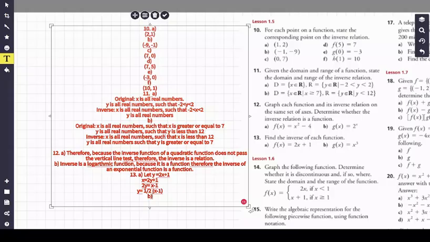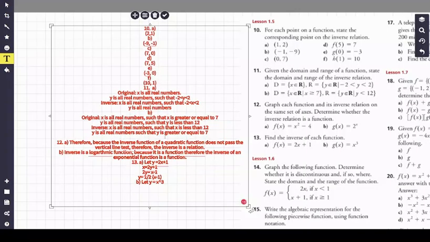So let's go ahead and get on to b, which is x cubed. Now x cubed does seem interesting. So let's go ahead and do that. So let y equals x cubed, because we can't use g of x. So simply switching it around, x equals y cubed. Now what we're going to do is cube root this.